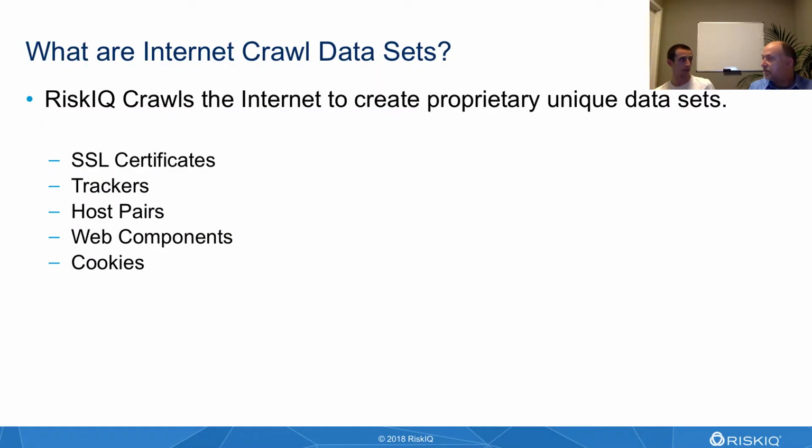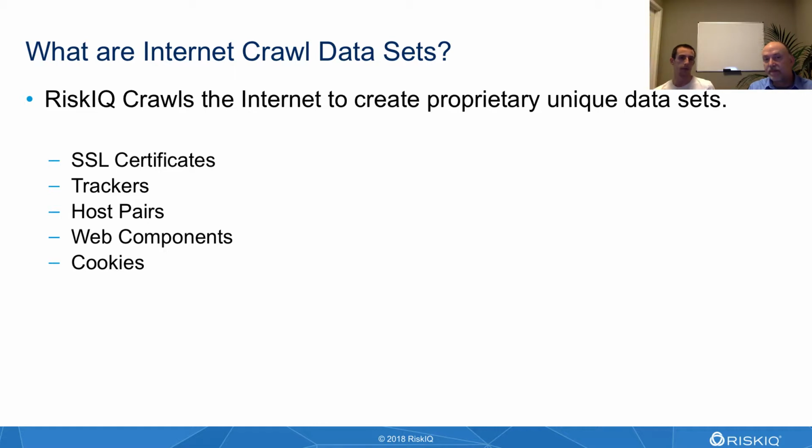We discussed traditional data sets, and now we have these internet crawl data sets, or the derivative data sets that we have from that crawl data. And so the data sets that we're going to be discussing here are SSL certificates, trackers, host pairs, web components, and cookies. Some of these may not be familiar to you because they're names that we made up simply because this data set didn't exist anywhere else. And then some of them might be terms you're already familiar with.